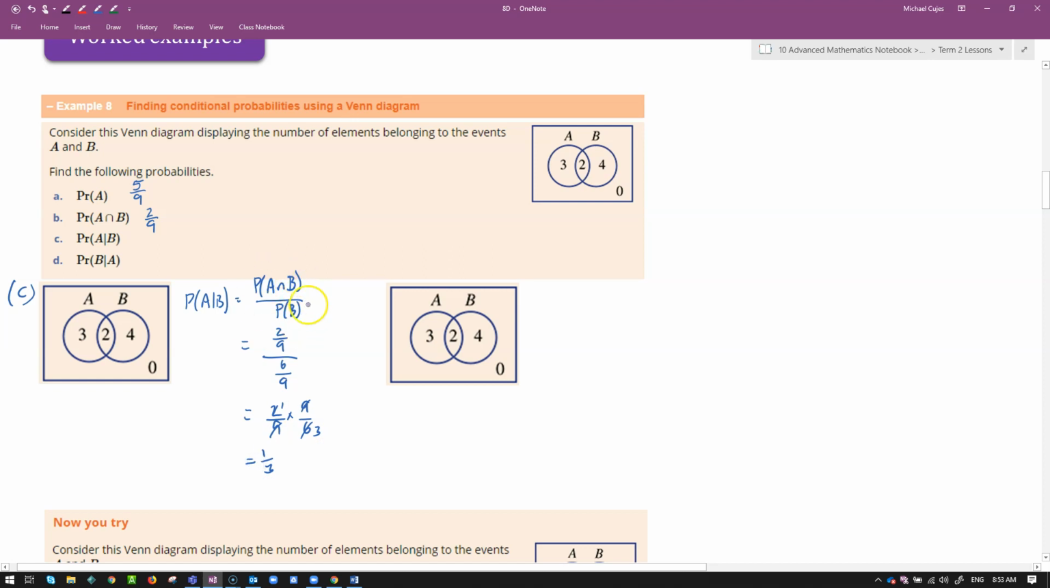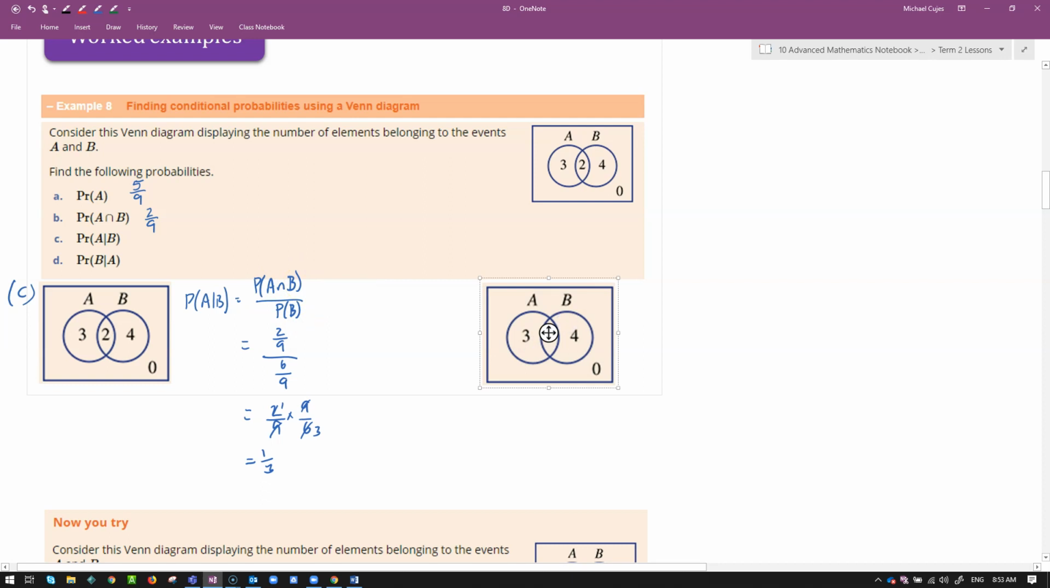Now again, they showed you could do it just by counting the numbers. So if I move that across a bit, let's just look at another way of doing that. Probability of A given B, the number in A and B divided by the number in B. Well, how many in A and B? 2. How many in B altogether? 6. So it's 2 plus 4. Oh, 2 out of 6 is 1/3. So that's a slightly faster way.